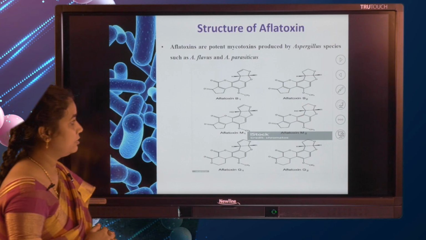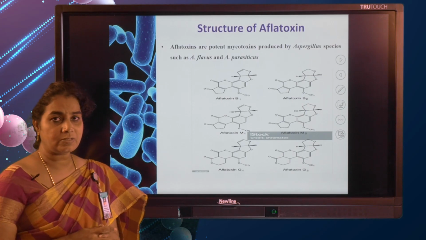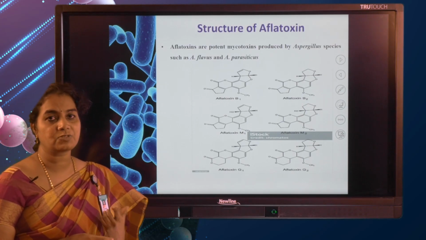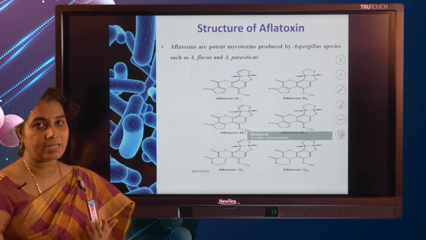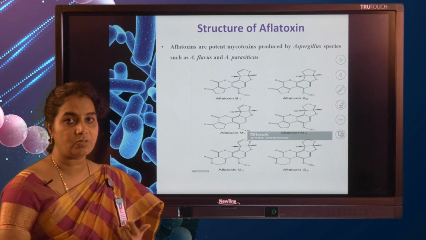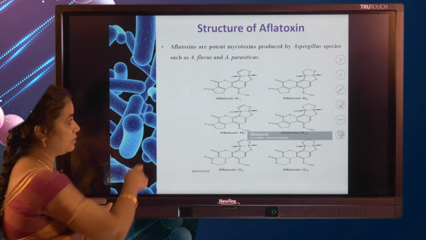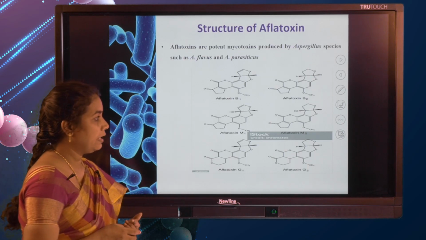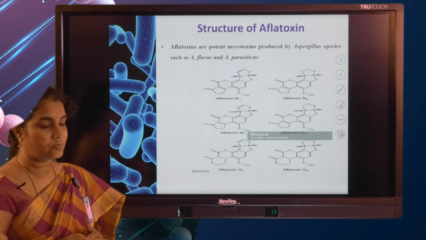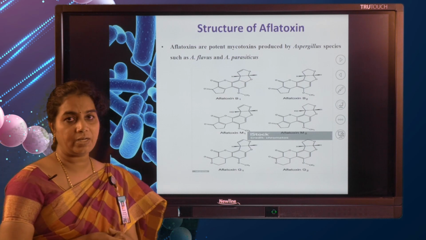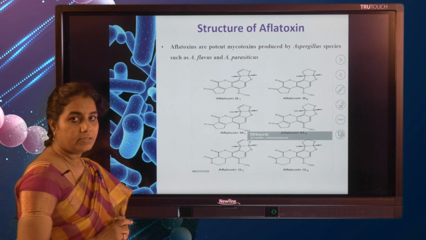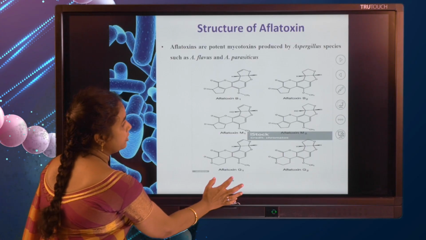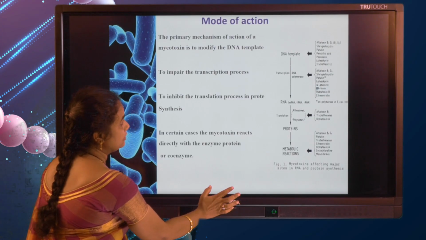So, this is the structure of aflatoxin. Aflatoxin is also a mycotoxin, produced by Aspergillus species, mainly Aspergillus flavus and Aspergillus parasiticus. This is the structural feature of aflatoxin, and it has been classified into 6 types: B1, B2, M1, M2, G1 and G2. Out of these, B1 and M1 are the most potent mycotoxins, which produce a lethal condition.